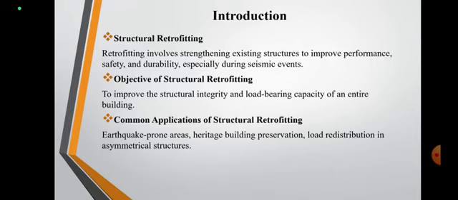Introduction. Structural retrofitting involves strengthening existing structures to improve performance, safety, and durability, especially during seismic events such as earthquakes. Then objectives of structural retrofitting: to improve the structural integrity and load bearing capacity of an entire building.